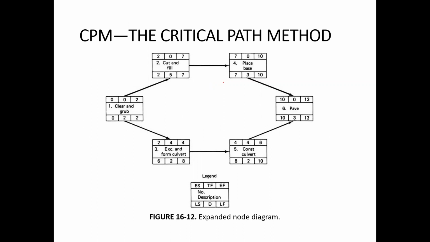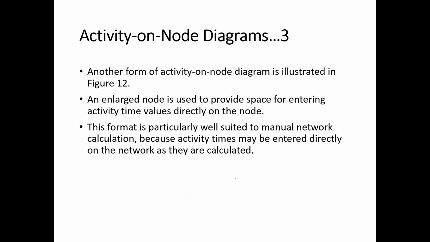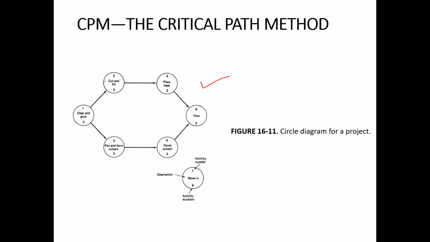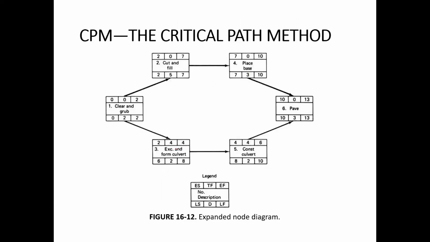So here, some of the calculations have been performed. You remember that you can represent the activity on node diagrams by a circle, or even as it is shown over here. In this case, these rectangular shapes show the activities, and different parts of these rectangular shapes will show the different types of information which is calculated for the activity.